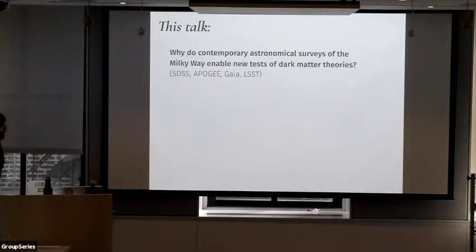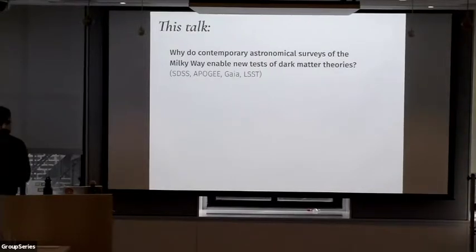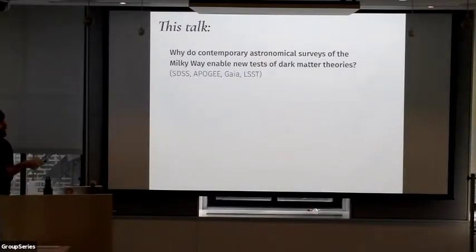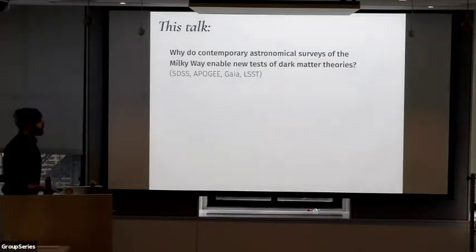So for this talk, I'm going to focus on three questions. One is, why am I talking about this now? Why do the astronomical surveys, the data that we have in hand right now, or will have within the next 5 years, enable new tests of these dark matter theories, or these weaker predictions?